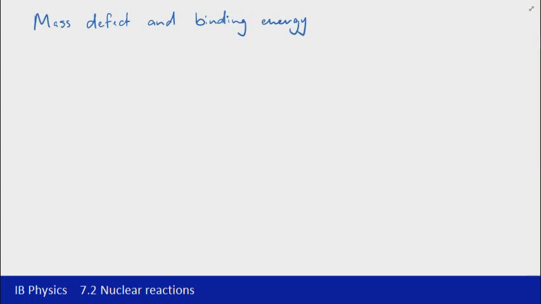In the previous video, I mentioned a bit of an oddity that occurs when we look at the mass of carbon-12. We're going to have a look at that in more detail in this video, and we'll get to the idea of mass defect and binding energy.